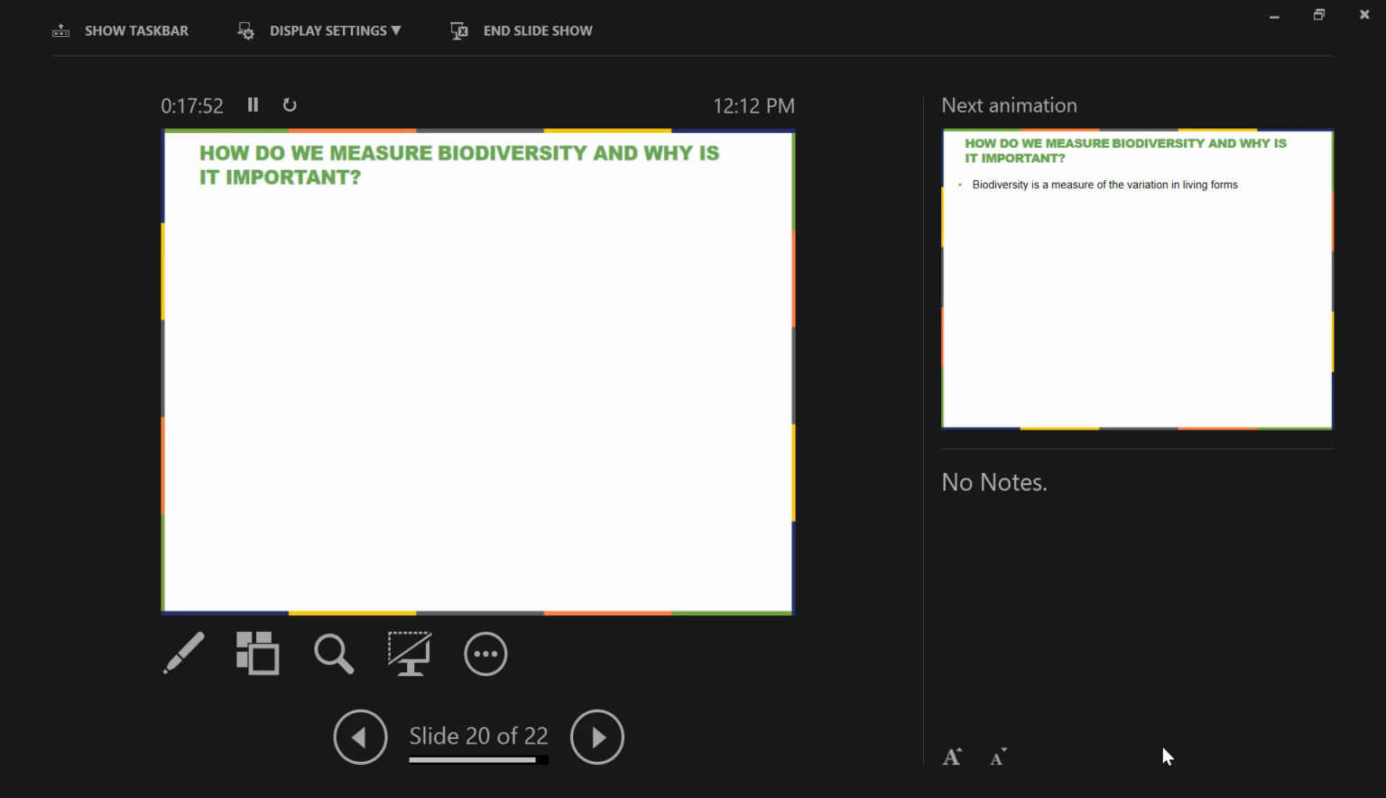Why do we care about biodiversity? Why, when somebody publishes an article and says that the diversity of this ecosystem or the diversity of this group of organisms is on the decline, why do we care? Okay, so take 2 minutes, focus on the latter part of this question, starting now. Why is biodiversity important?